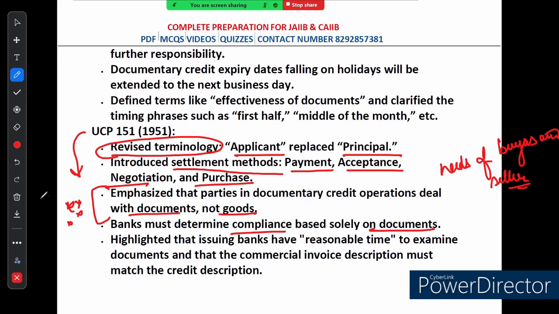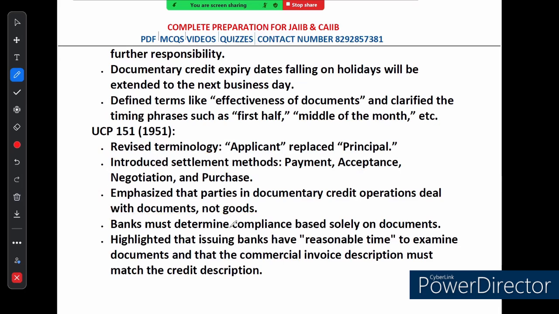Another key provision that was introduced in UCP 151 was about the time banks have to examine these documents, that is, a reasonable time. The rule specifies that the issuing bank is allowed a reasonable time to review documents, ensuring everything is in order. This will help prevent delays and misunderstanding.